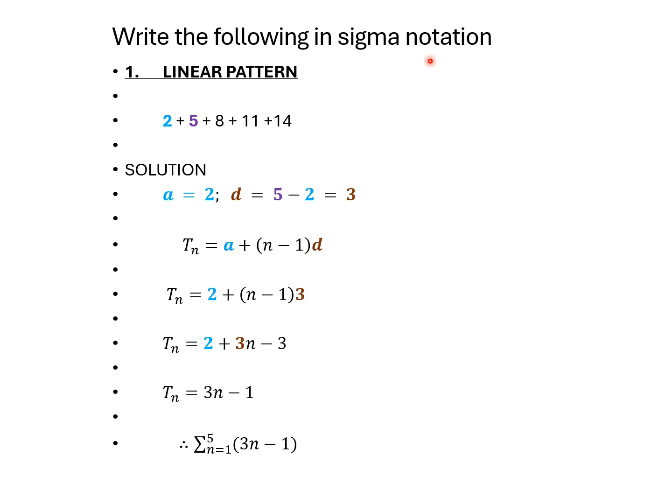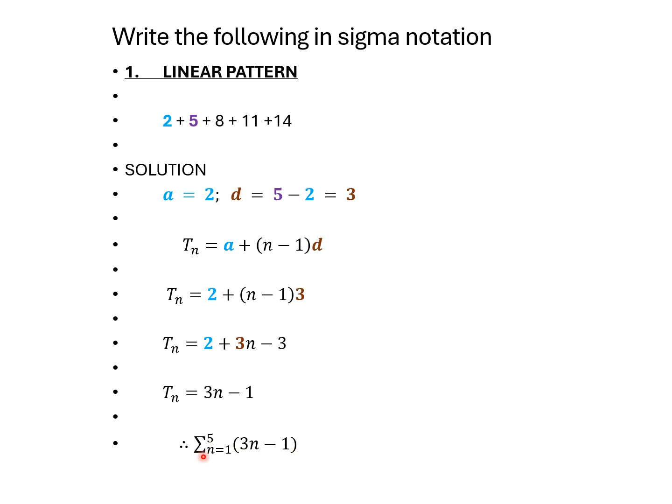Right, so to write in sigma notation, I first need a general term of the sequence. So using Tn equals A plus n minus 1 times D, because it's a linear pattern. A is 2, D is 3. 3 times n gives me 3n, 3 times minus 1 would give me negative 3. Negative 3 plus the 2 for A gives me negative 1, so my equation is Tn equals 3n minus 1.